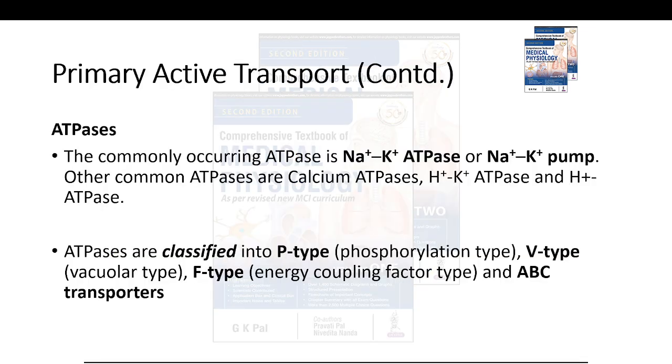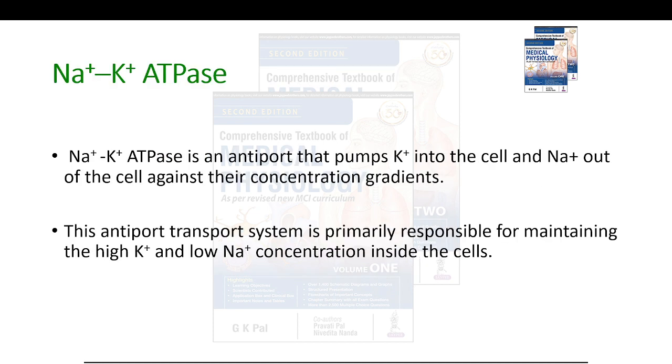So what is primary active transport? The commonly occurring ATPase is sodium potassium ATPase, or the sodium potassium pump. Other common ATPases are calcium ATPase and H plus ATPase. ATPases are classified into P type (phosphorylation), V type (vacuolar), F type (energy coupling factor type), and ABC transporters. Sodium potassium ATPase is an antiport pump. It pumps potassium into the cell and sodium out of the cell against the concentration gradient. This antiport system is primarily responsible for maintaining high potassium and low sodium concentration.